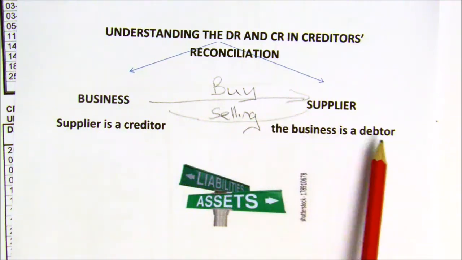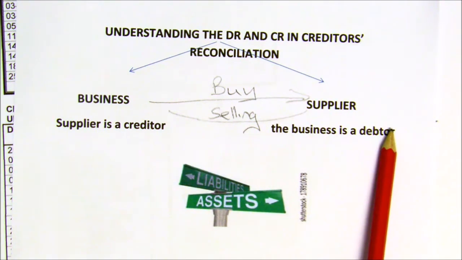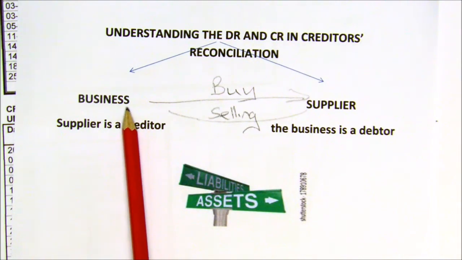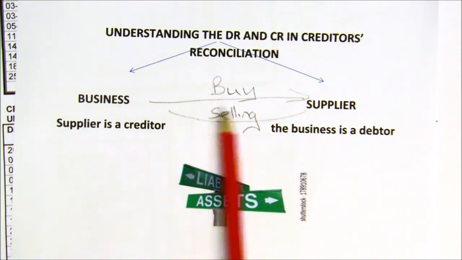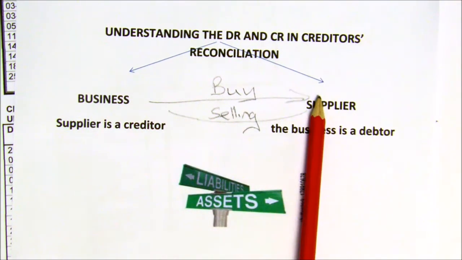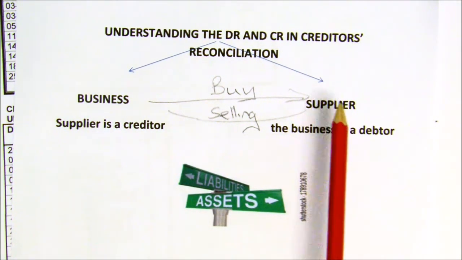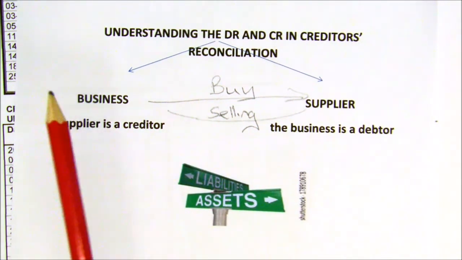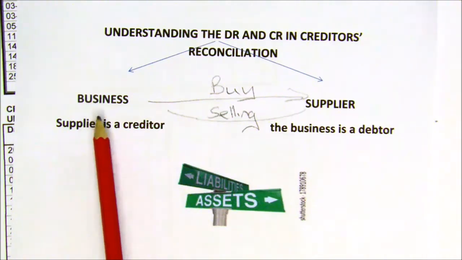On the other hand, the supplier will also be keeping a record. But from his point of view, he's selling to us, and so therefore, we become a debtor to him. So what we owe, our liability, from the supplier's point of view, becomes an asset because he's going to collect that money from us.